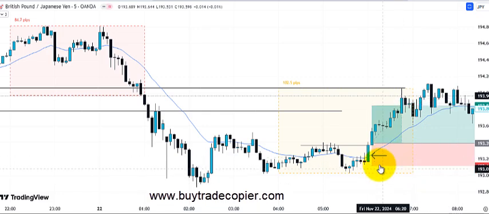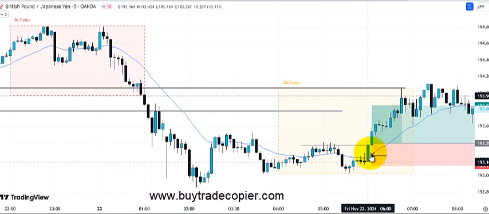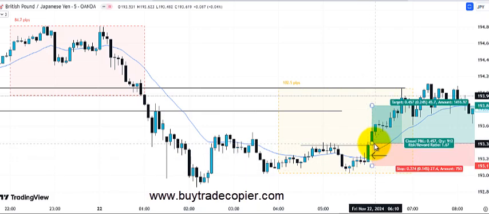So this was a 45 pip trade. You can see that I put the stop loss after I got the breakout bar. That's my trigger bar. I get in on the close of that bar. This one had approximately a 27, 28 pip stop loss.